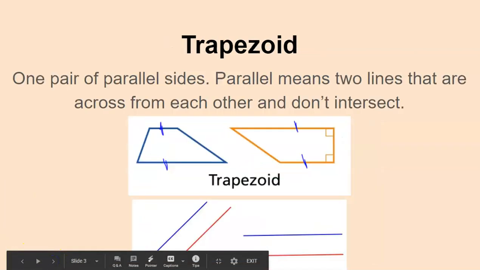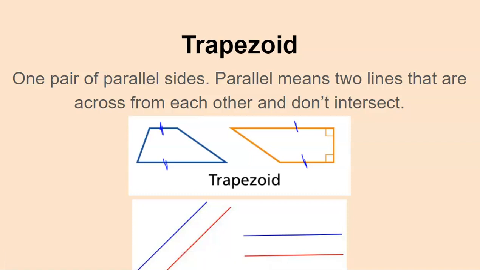Okay, next up we have a trapezoid. A trapezoid has one pair of parallel sides. A trapezoid is a quadrilateral because it has four sides. Parallel means two lines that are across from each other and don't intersect. So there at the bottom, I put a couple of examples of parallel lines for you. The lines could go on and on and on forever and never cross, never intersect.